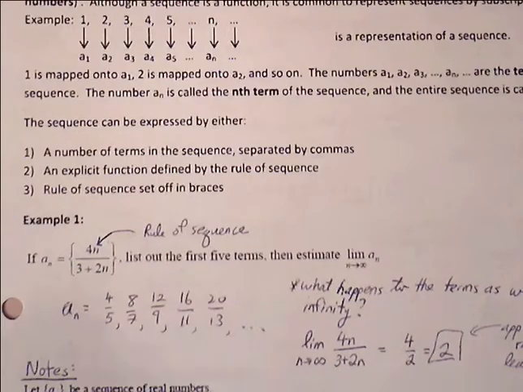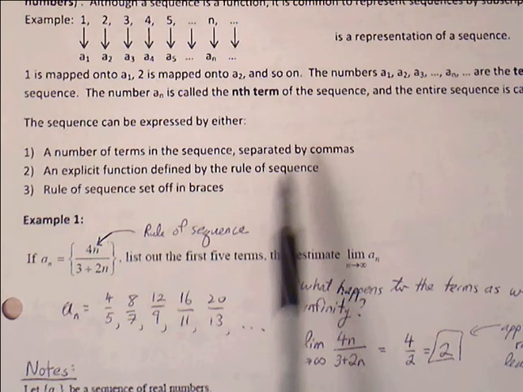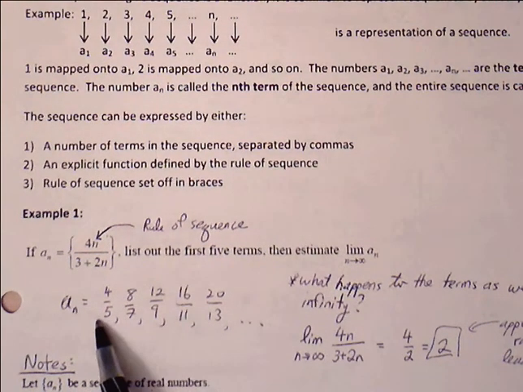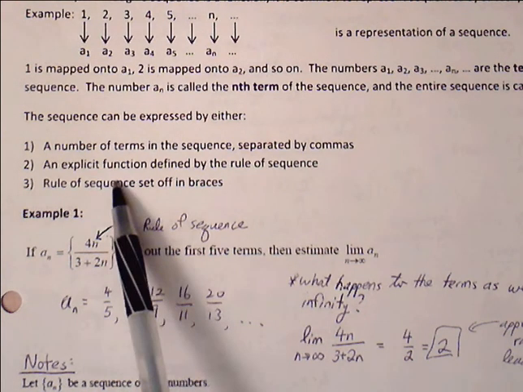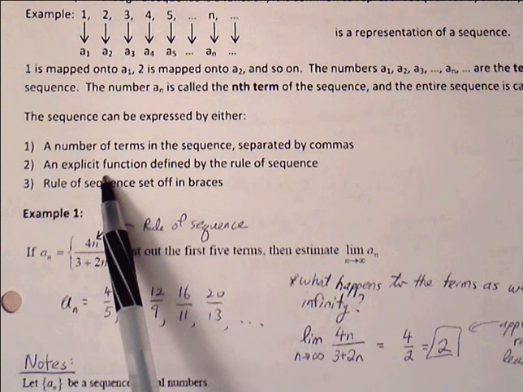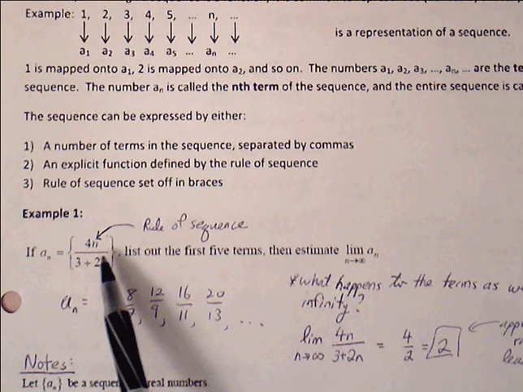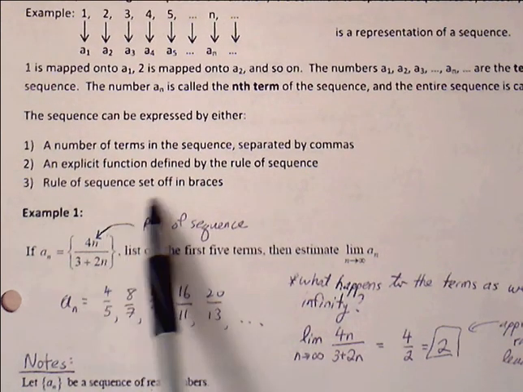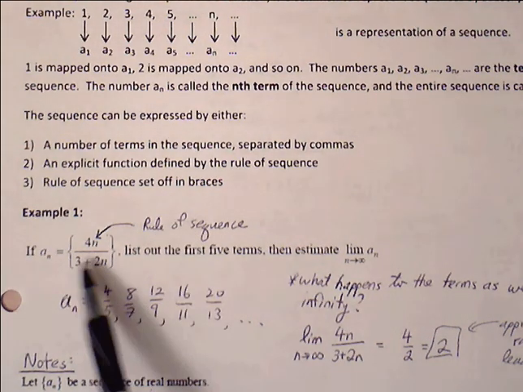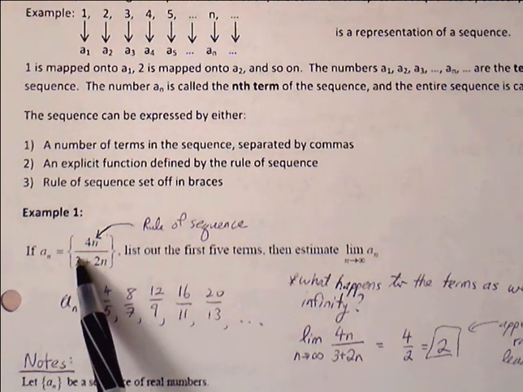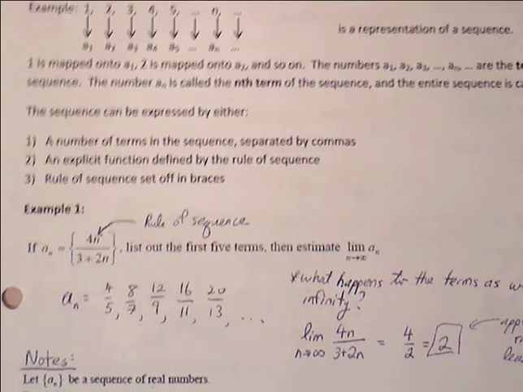A sequence can be expressed by a number of terms in the sequence separated by commas. For instance, in this example, 4 fifths, 8 sevenths, 12 ninths, all separated by commas. Or it can be expressed as an explicit function defined by the rule of the sequence, for instance, what we have here, 4n over 3 plus 2n. Or it can be represented by a rule of the sequence that is set off in braces, similar to what we just saw with the second example. Okay, so let's move on to some examples here.